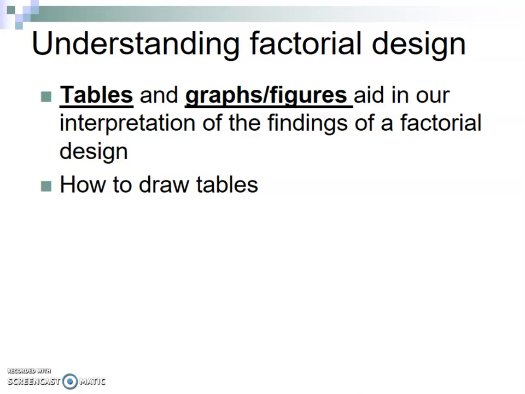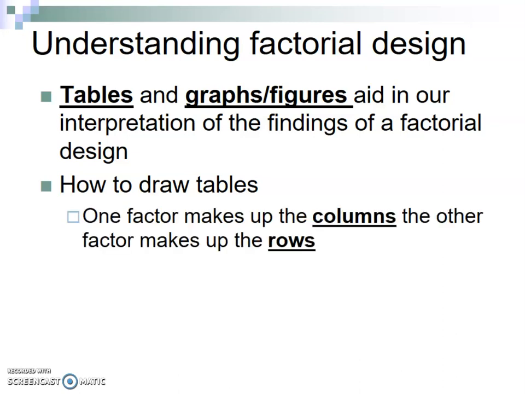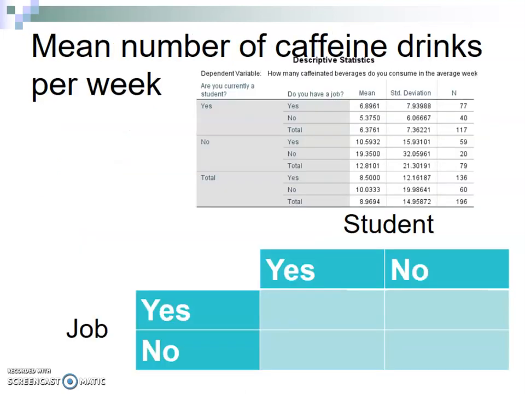If we were to make a table of our findings, one of the ways to do it is to set up our table such that one of our factors is represented by the columns and then the other factor is represented by the rows. In our example here, our 2 factors are student and job. It doesn't really matter which of your 2 factors you have as the columns and which one you have as the rows, just as long as one factor is the columns and the other factor is the rows. So let's go ahead and set this up with student as the columns.